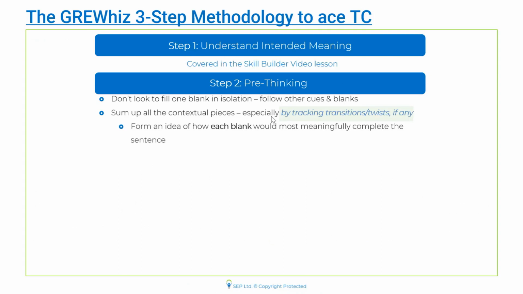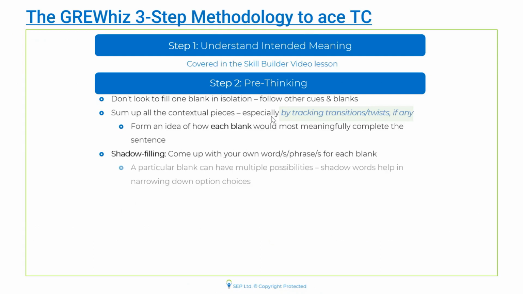Then you can form an idea of how each blank would most meaningfully complete the sentence, and then you can shadow fill the blank. That's what we've been doing, coming up with your own words, your phrases for each blank, and very simple words, because you can use those words to eliminate the choices in the final step. And remember, a single blank can sometimes have multiple possibilities, okay? But then the shadow words can help you narrow down your options very, very quickly.